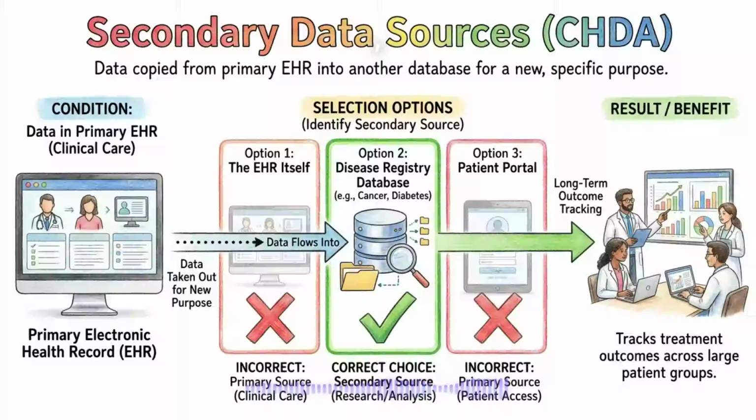When data is taken out of the primary electronic health record and put into another database for a specific secondary purpose, it becomes secondary data. A great example of a secondary data source is a disease registry, which is a specialized database that collects information on patients with a specific condition, like cancer or diabetes. Registries are incredibly valuable because they allow researchers and analysts to track the long-term outcomes of different treatments across a large group of similar patients.